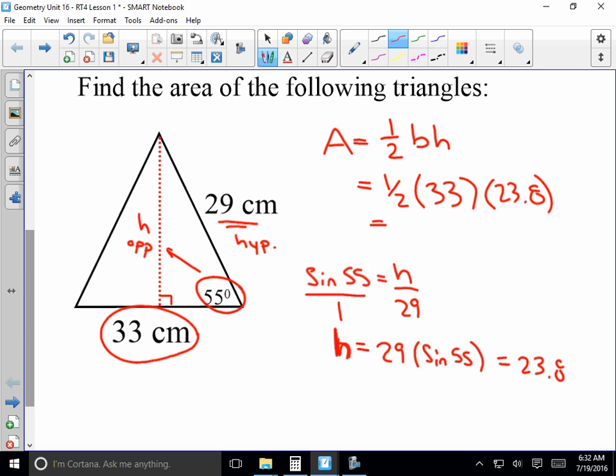And then we can multiply that all out to get our area. 23.8 times 33 divided by 2, and we get an area of, rounded to 1 decimal place, 392.0. We've got a 9 that's being rounded up from there. The area measurement is centimeters squared.